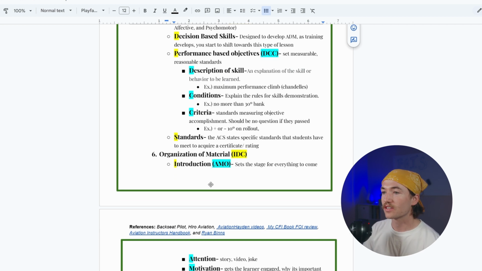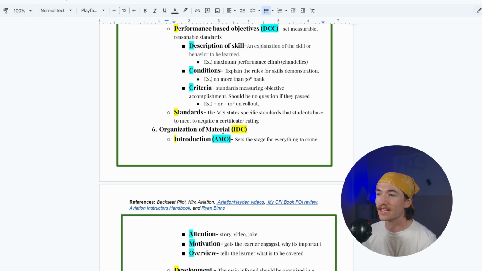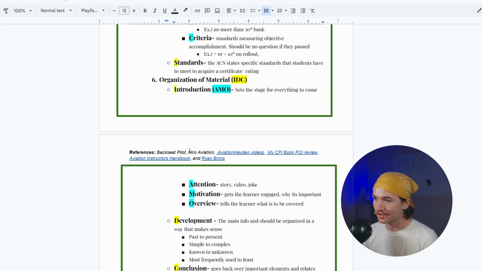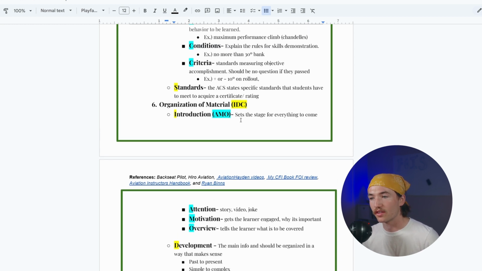But next up, we have 6 for organization of material, the IDC, or I don't care. We do care. Sorry, Mom. I is going to be introduction, and then AMO is the acronym within that acronym. And basically, this sets the stage for everything to come.